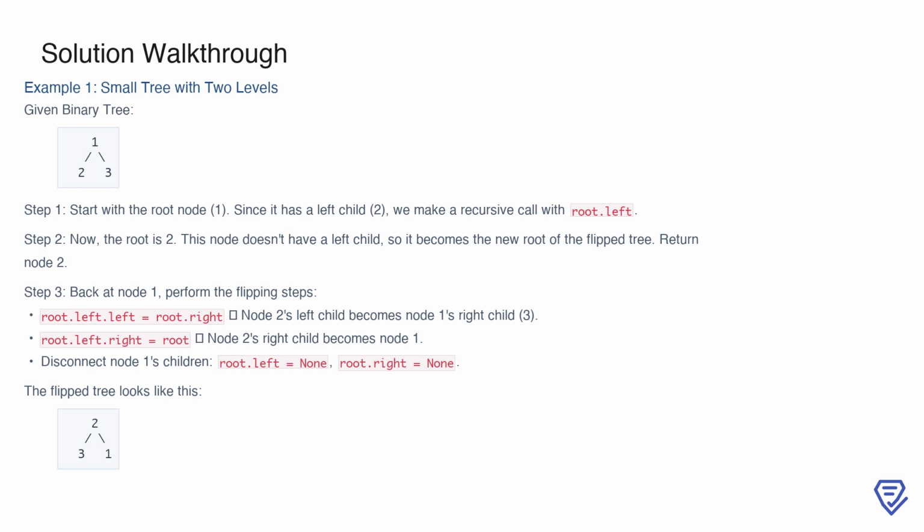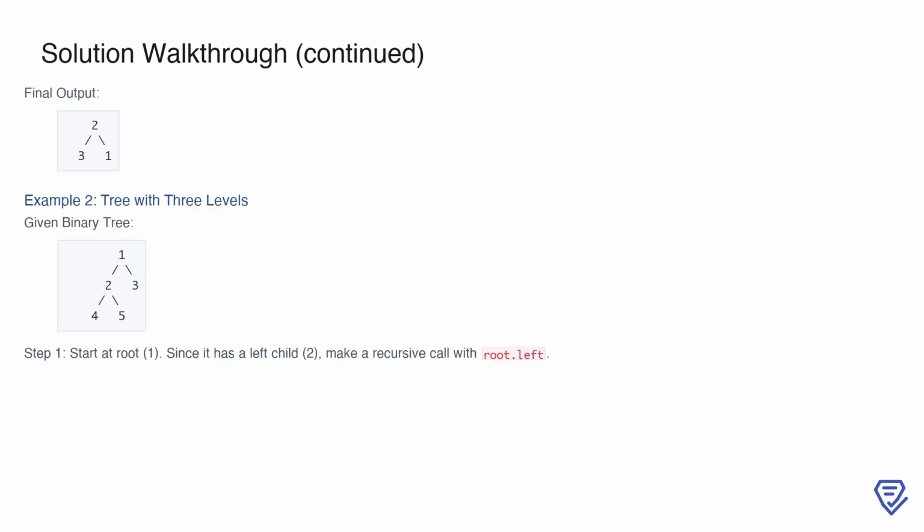The flip tree now has node 2 as the root, with node 3 as the left child and node 1 as the right child. The flip tree from the previous steps gives us the final output for this example. Node 2 is the root, with node 3 on the left and node 1 on the right.